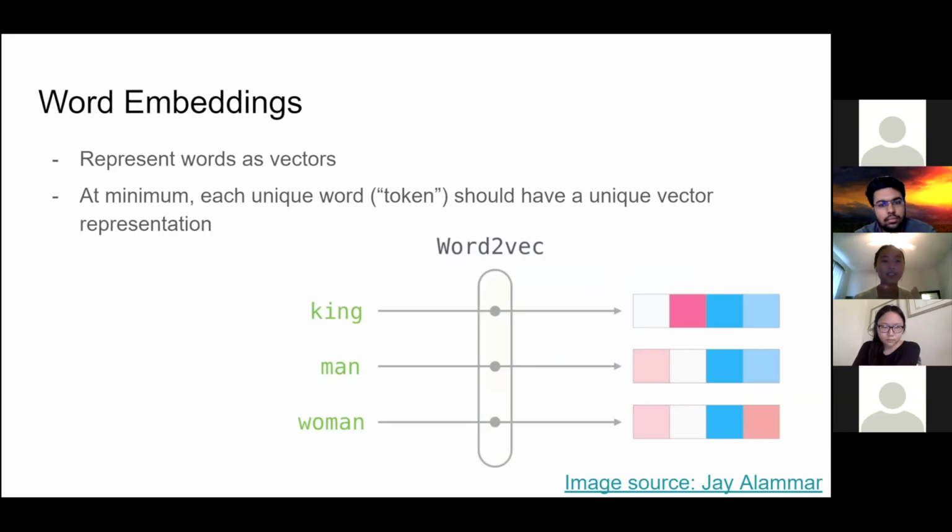So let's get into word embeddings. Fundamentally, we need to take text and we need to represent it as vectors. At minimum, each unique word should have a unique vector representation. This seems pretty straightforward, right? Because each unique word is probably going to have a different meaning. But aside from that, we've learned how to do this in a very useful way.